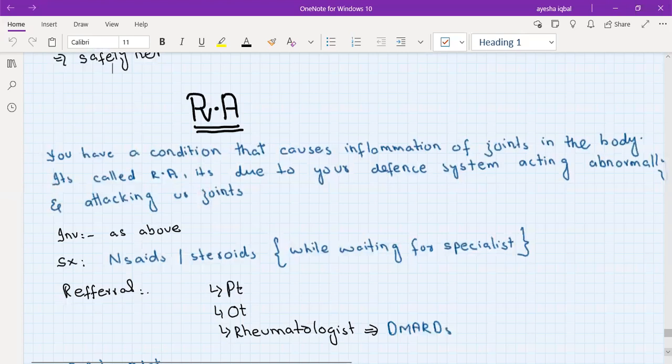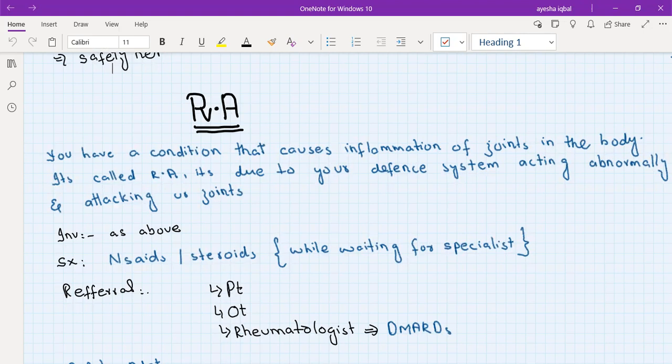Okay, now rheumatoid arthritis. The typical patient with rheumatoid arthritis is usually a young female, and they present with symmetrical pain in both hands, and they tell you that there is some morning stiffness, and this improves during the day. So you will explain to the patient that you have a condition that causes inflammation of the joints in the body. It is called rheumatoid arthritis, and it is due to your defense system acting abnormally and attacking your own joints. Okay, you will order all the above investigations, and of course, anti-CCP will come back positive.